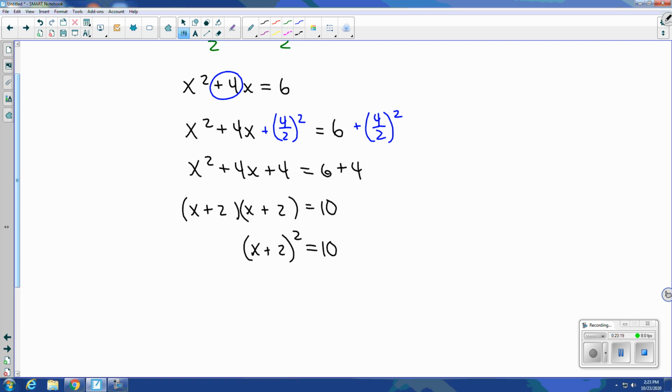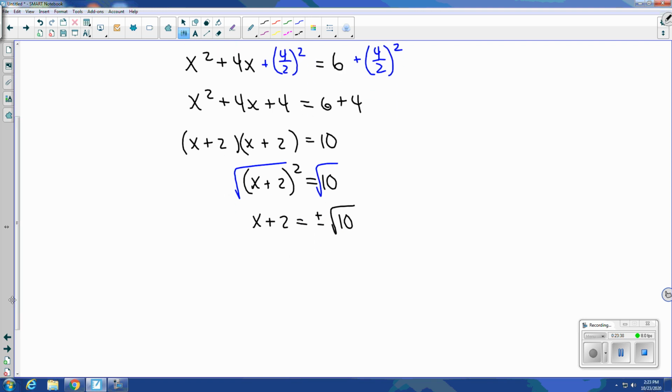The reason I would want to express it as that thing squared is because now I can directly solve for x by taking the square root of both sides. That is the inverse operation of that squared term. But remember, when we take the square root of both sides, the square root property tells us to consider both the positive and negative root. Then lastly, I can subtract 2. So we're going to get x equals negative 2 plus or minus the square root of 10.